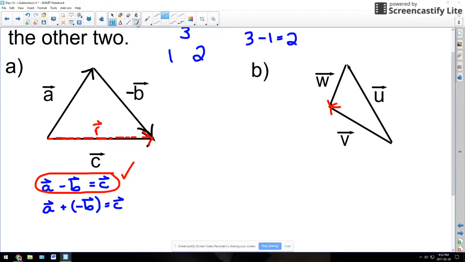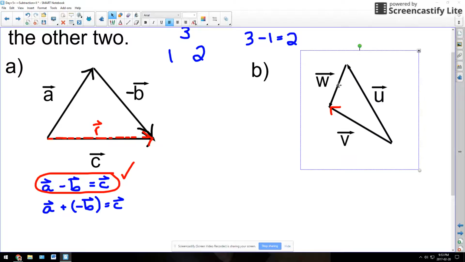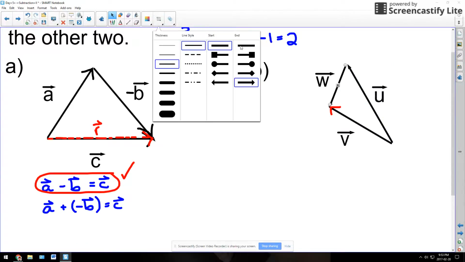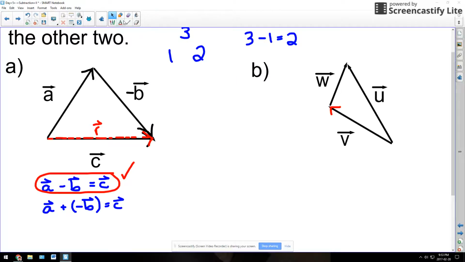So let's just double check that by drawing it out here. Okay, so we have V bar. Let's try flipping W bar. Okay, so let's actually flip the arrow ahead of this one. Okay, so now we have, this is negative W, and it's pointing that way.